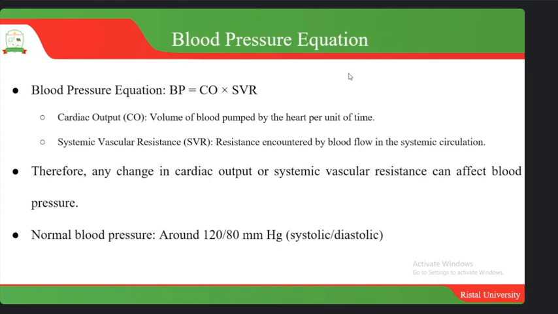But then the normal blood pressure is supposed to be around 120/80 millimeters of mercury, whereby the 120 is the systolic and the 80 is the diastolic. So when someone has this kind of pressure, 120/80, it's actually the normal range of pressures that an individual is expected to have, especially adults.